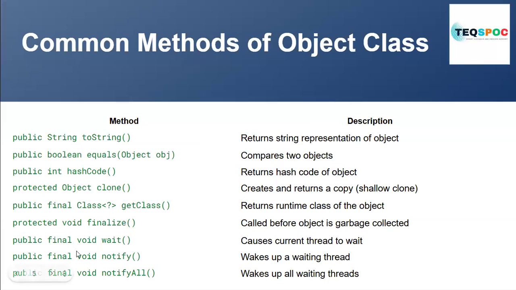Then we have the clone method, getClass method, finalize method, wait, notify. All these methods are present inside the Object class, which we have seen in previous classes. Somewhere they have been created, so where have they been created? They have been created in the Object class.